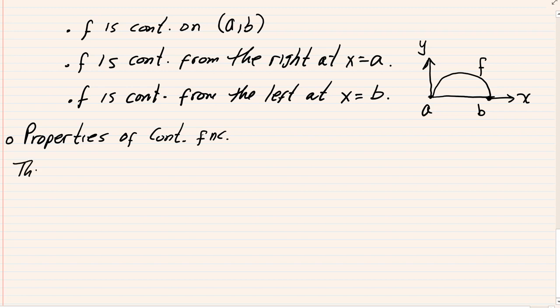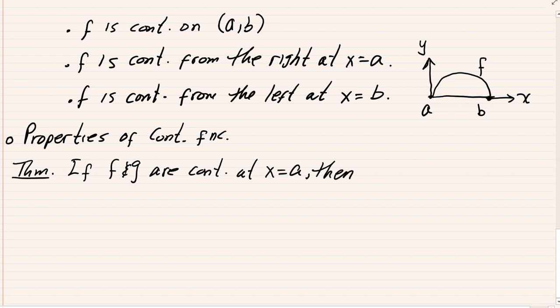We have a theorem here. This theorem goes like this. We're going to let two functions f and g be continuous. Okay, so if f and g are continuous at, let's say, x equals a, then we have these three statements.